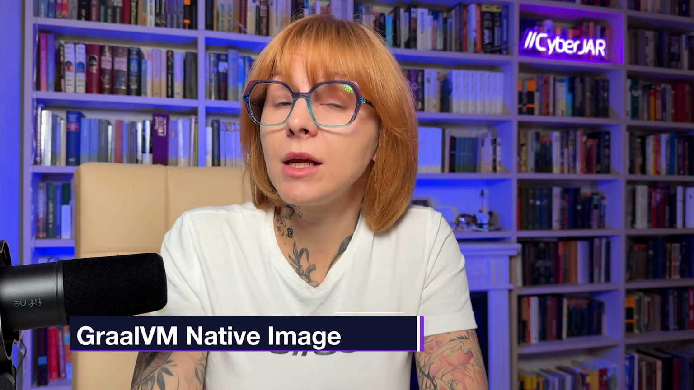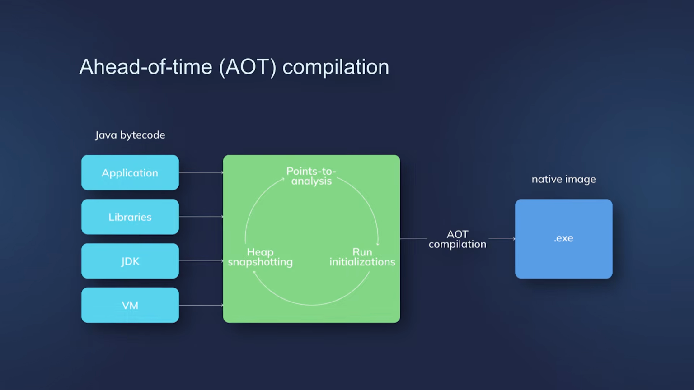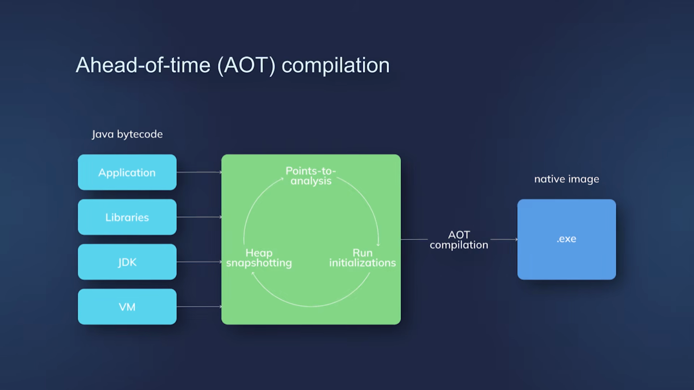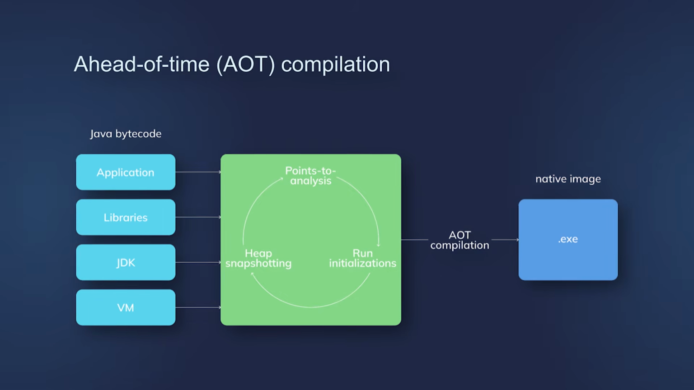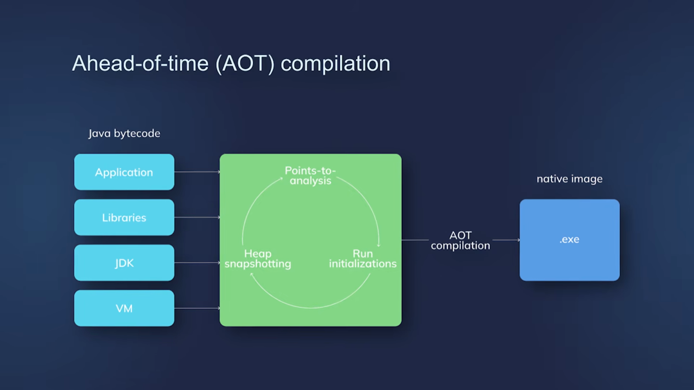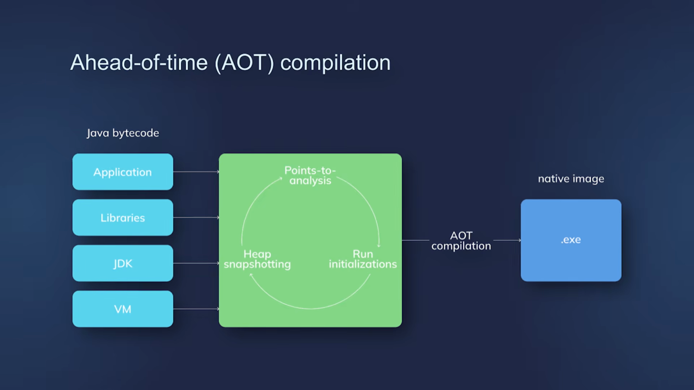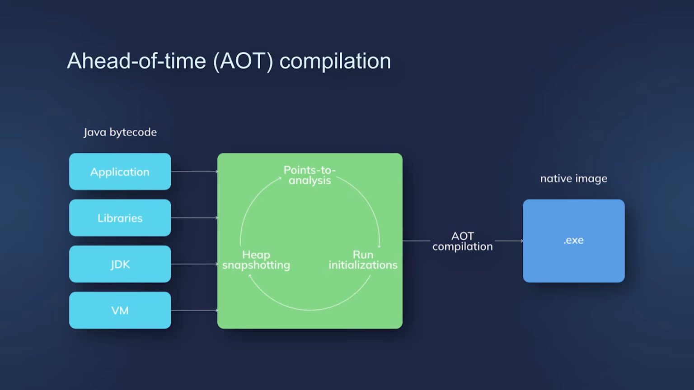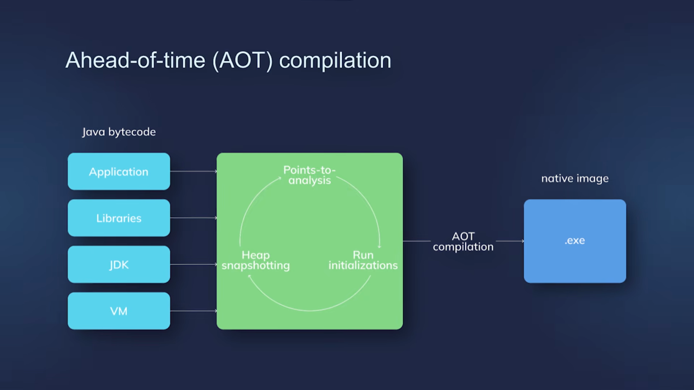GraalVM Native Image enables ahead-of-time compilation instead of JIT compilation for Java applications. Ahead-of-time compilation, or static compilation, happens at build time, before the program execution. The GraalVM AOT compiler performs the static analysis of the code. During the static analysis, the compiler determines which program elements are used, and only these elements are going to make it into the final binary. Then the compiler compiles the application into a platform-specific executable.